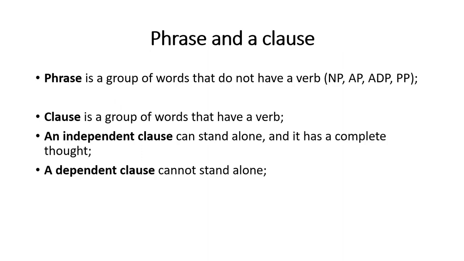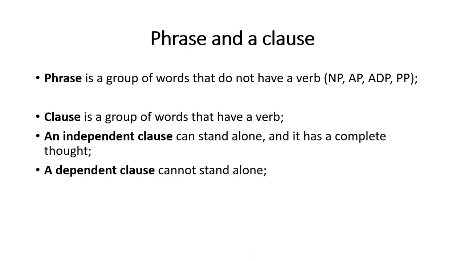The second thing that you should be aware of is the distinction between a phrase and a clause. A phrase is a group of words that do not have a verb, like an NP, noun phrase, adjective phrase, adverb phrase, prepositional phrase. The head of each phrase is, for example, in the NP we have the noun, in the adjective phrase we have the adjective, in the adverbial phrase we have the adverb, and in the prepositional phrase we have the preposition.